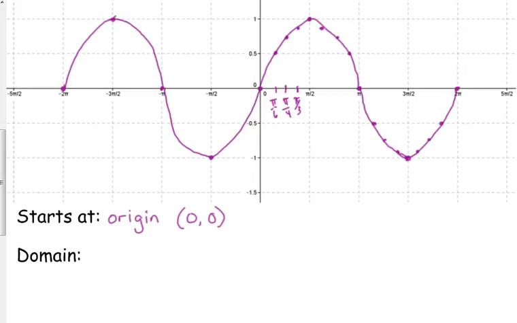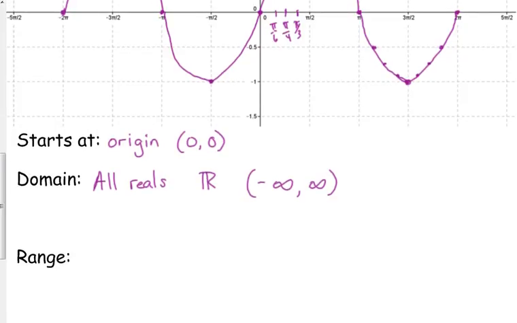The domain, I already mentioned that a second ago, but that is all real numbers. You can plug in any angle. All reals, there are several ways that we have looked at writing this: negative infinity to positive infinity, the symbol for all real numbers. But you can plug in any value, any angle that you want to, and you will be able to evaluate the sine of that angle. There aren't any issues there.